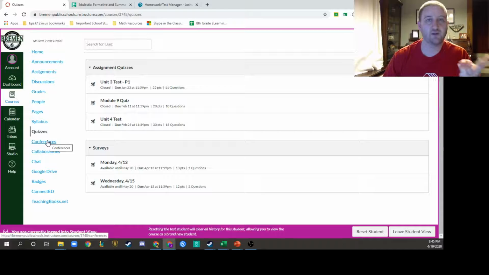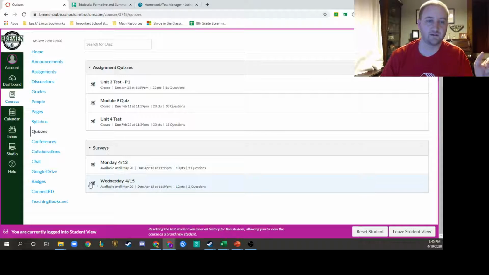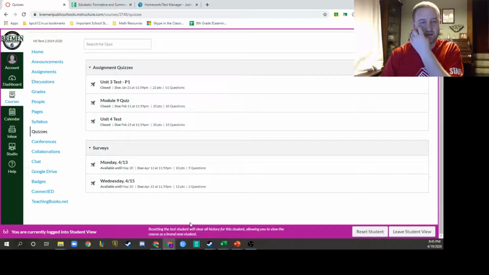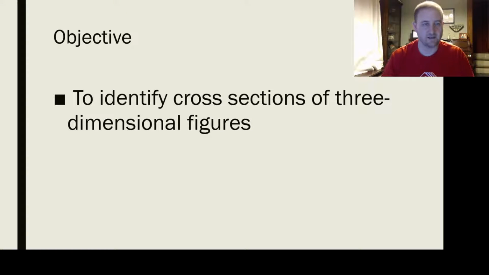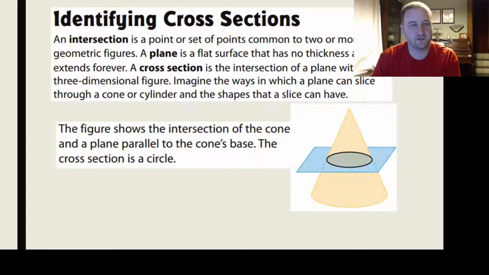So if you don't see it on one of those 3, then email me and ask me, because there might be some sort of an error. But you will get something every single day, Monday, Wednesday, and Friday. There won't ever be a day where I post nothing. So if you don't see something, make sure you double check with me, because there's probably some sort of an error. Okay. All right, so today our objective is to identify cross sections of 3-dimensional figures.